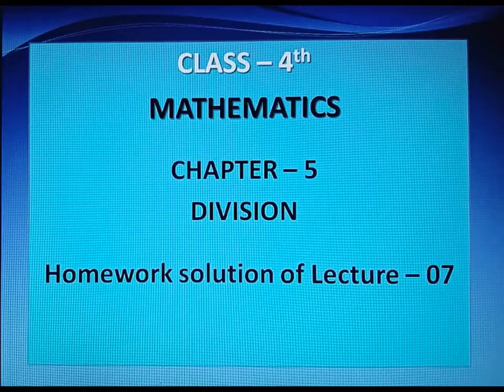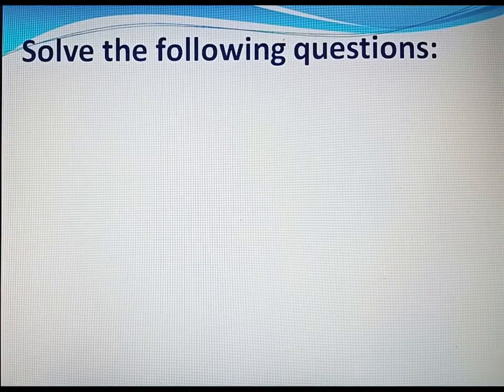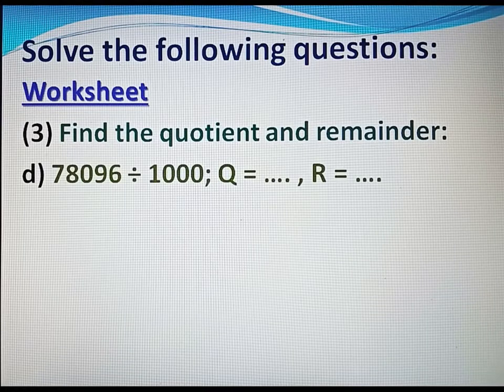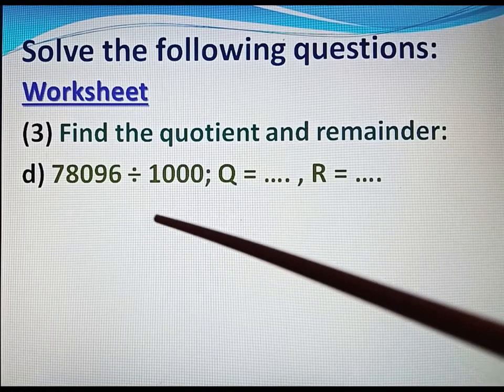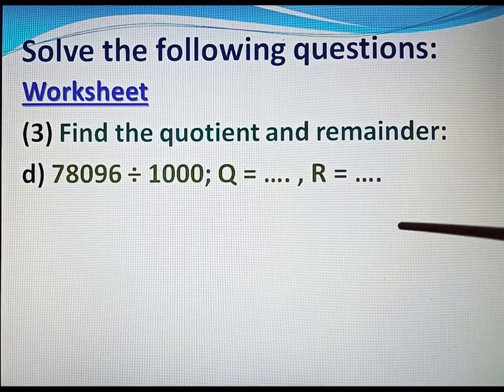I hope you have done the homework assigned in lecture number 7 of chapter number 5, Division. Now I will discuss the solution of the homework assigned in lecture number 7. Solve the following questions. Worksheet. Question number 3. Find the quotient and remainder. D part. 78,096 divide 1000. Quotient equals dash, remainder equals dash.